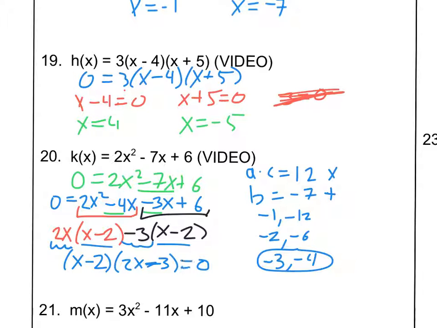This is still equal to 0, so we've got x minus 2 is equal to 0, which means that x equals 2. And we've got 2x minus 3 is equal to 0, which means that x equals 3 divided by 2, or 1.5.